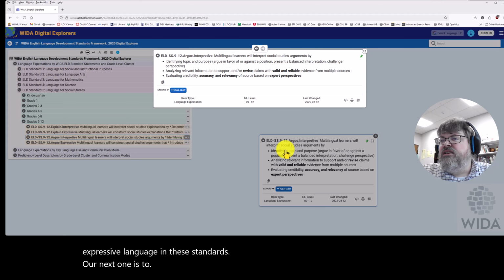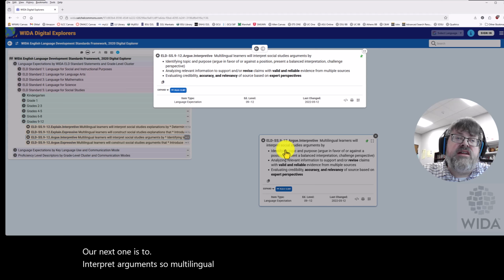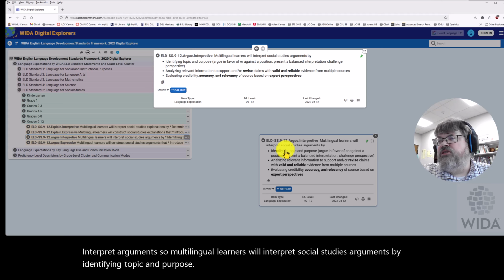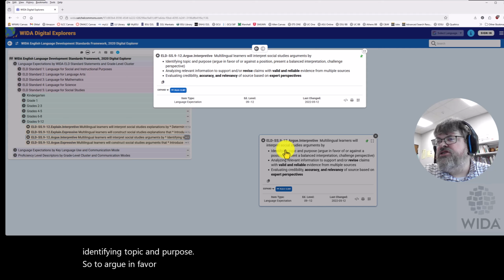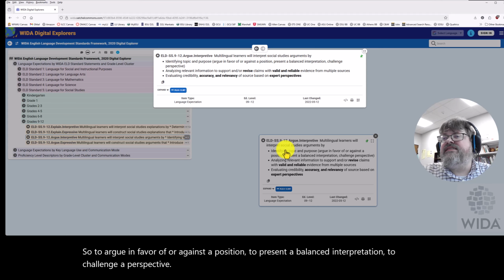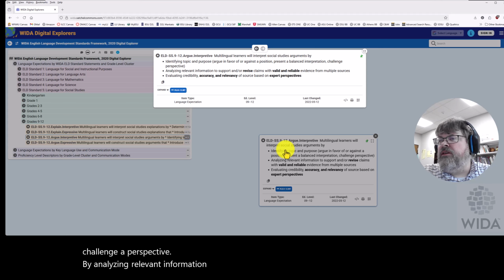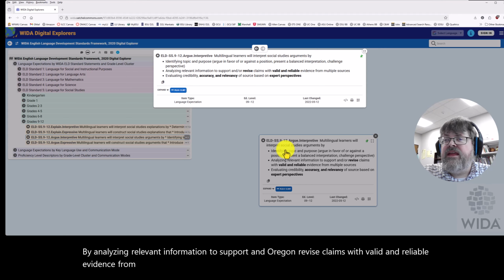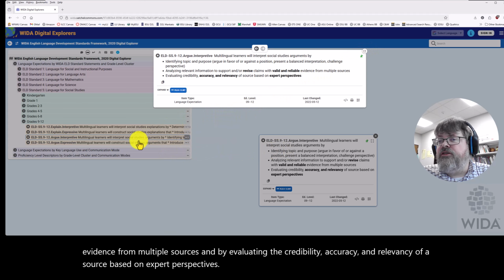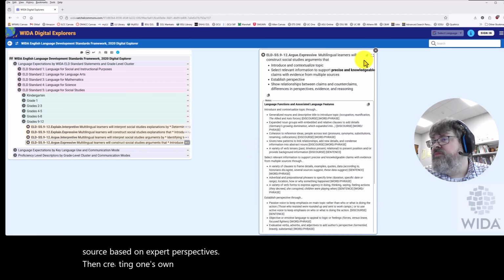interpret arguments. So multilingual learners will interpret social studies arguments by identifying topic and purpose. So to argue in favor of or against a position, to present a balanced interpretation, to challenge a perspective. By analyzing relevant information to support and or revise claims with valid and reliable evidence from multiple sources. And by evaluating the credibility, accuracy, and relevancy of a source based on expert perspectives. Then creating one's own work.